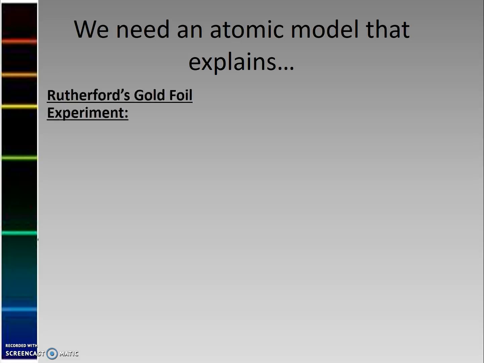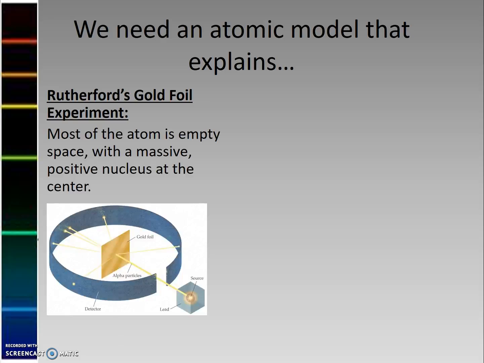First off, any model of atomic structure had to take into account Rutherford's gold foil experiment. Remember that Rutherford shot alpha particles through gold foil, and he found that the vast majority of the alpha particles went straight through without anything happening to them. And so the conclusion is that most of the atom is empty space, and the only thing that's not empty space is a massive positively charged nucleus at the center. So the protons are in the middle.